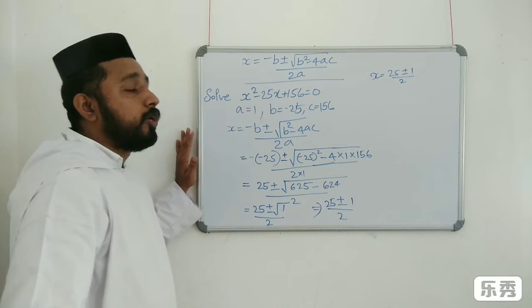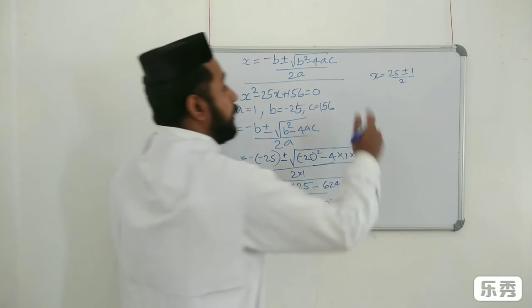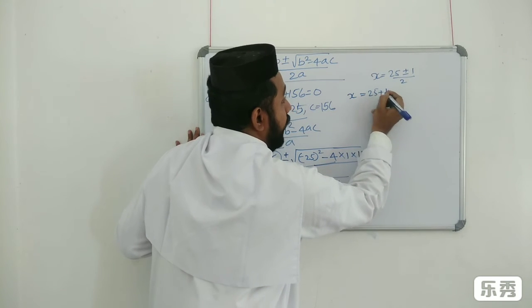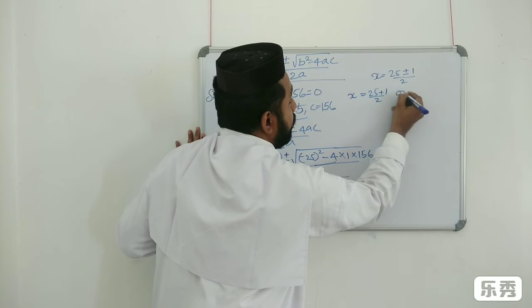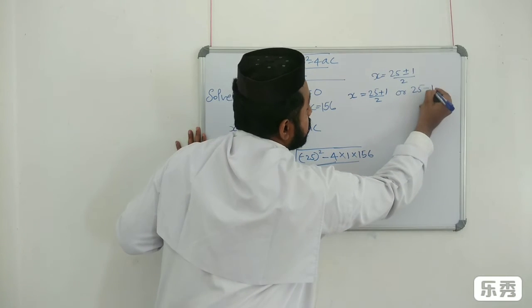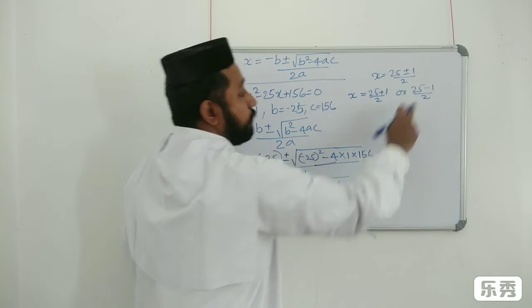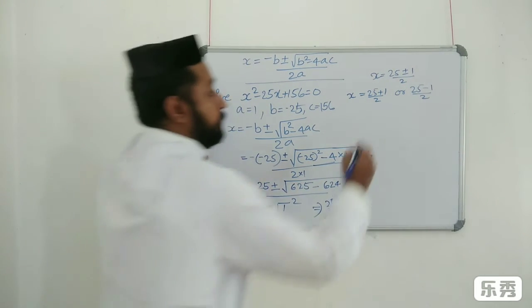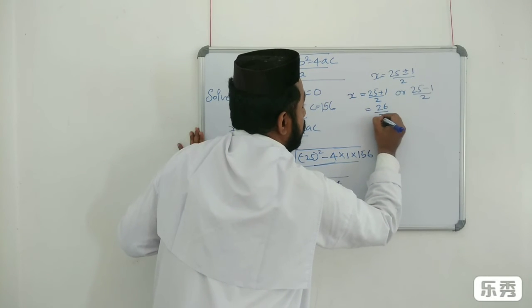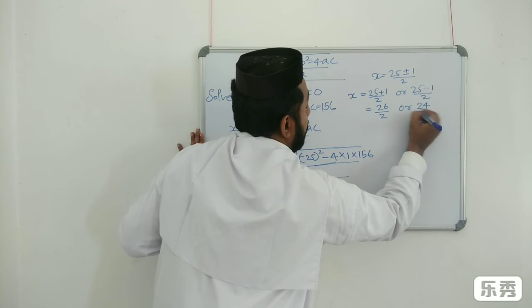So x is equal to 25 plus 1 by 2, or 25 minus 1 by 2, which is equal to 25 plus 1, 26 by 2, or 25 minus 1 means 24 by 2.